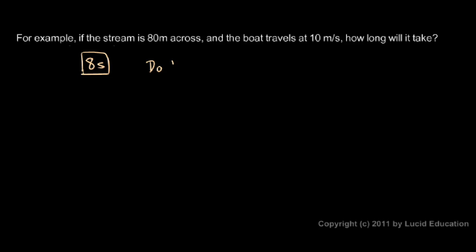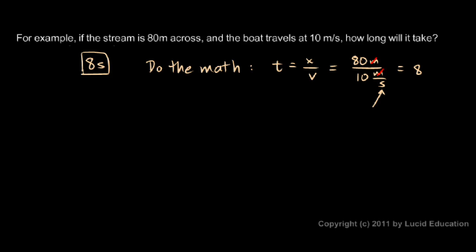Or if you want to, you can do the math. And here it is. You should understand that time will be distance divided by the velocity. And the distance in this case is 80 meters, and the velocity is 10 meters per second. And you can see meters cancel, and 80 over 10 is just 8, and we're left with seconds right there, 8 seconds. So that's what we said earlier. So you can use the equation, or if you can do it in your head, you can do it in your head. So it takes 8 seconds to cross the stream.